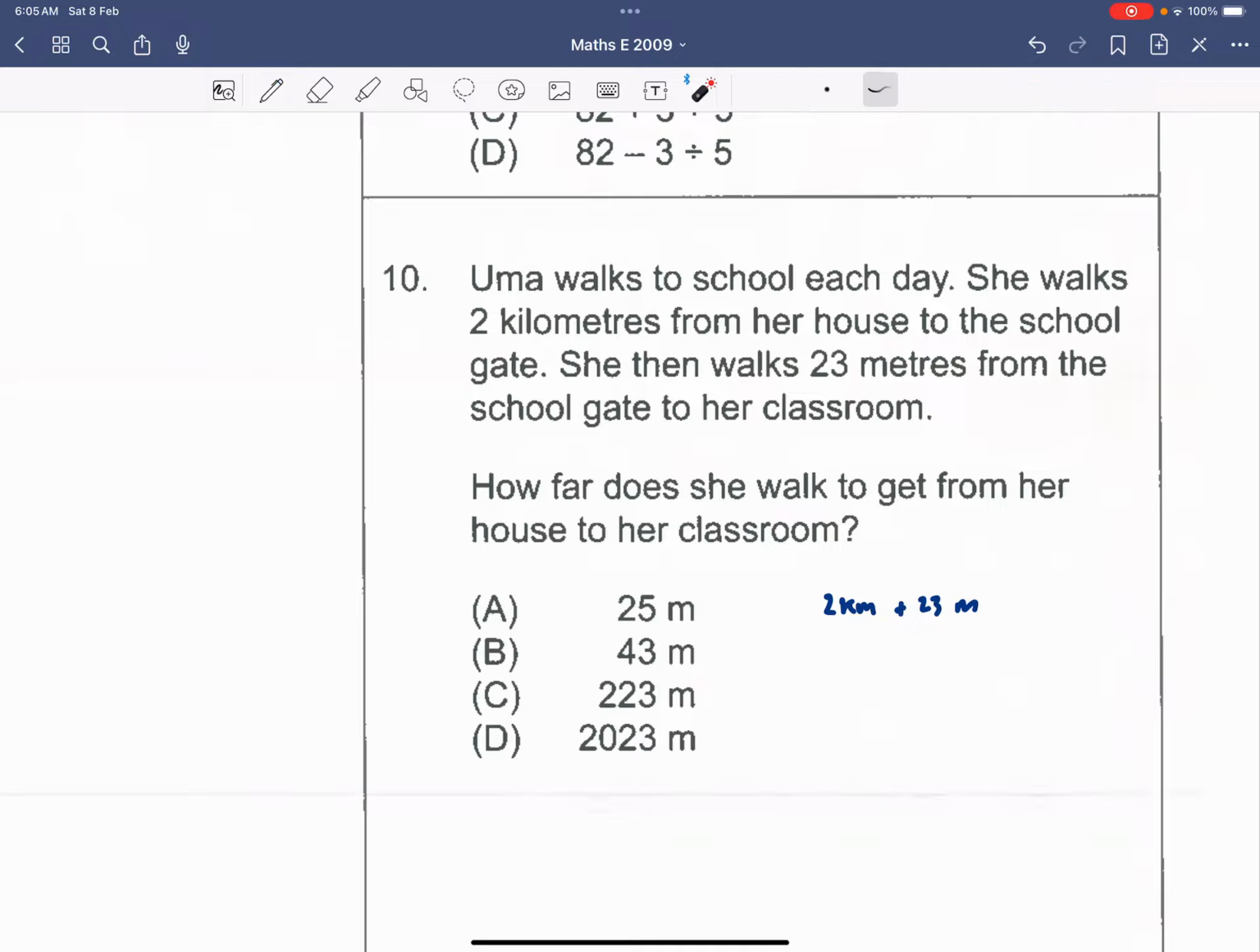Now, we can't be adding kilometers and meters. That doesn't make sense. It's just like you can't add apples and oranges. You can see that all of the answer options are in meters. So all we're going to do is convert everything into meters. So 2 kilometers basically means 2,000 meters plus 23 meters. And 2,000 plus 23 is basically 2,023. Okay, that's easy. So the answer is D.